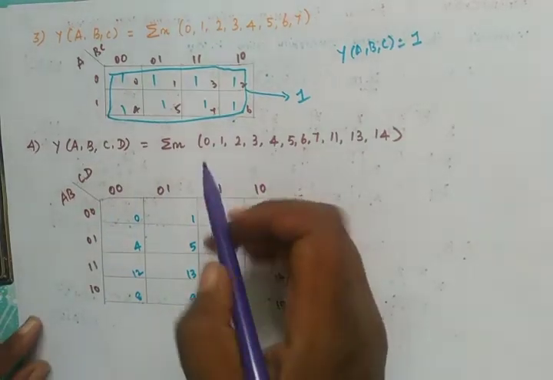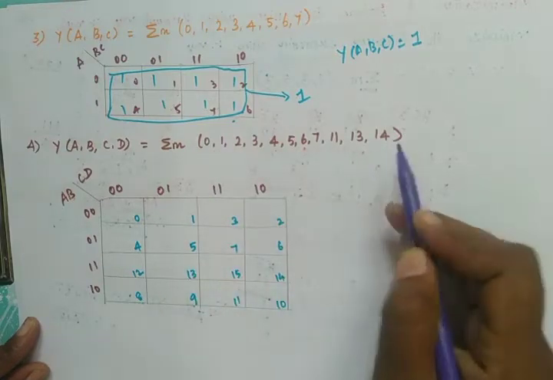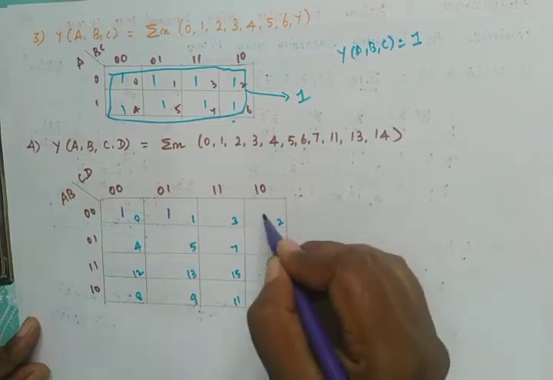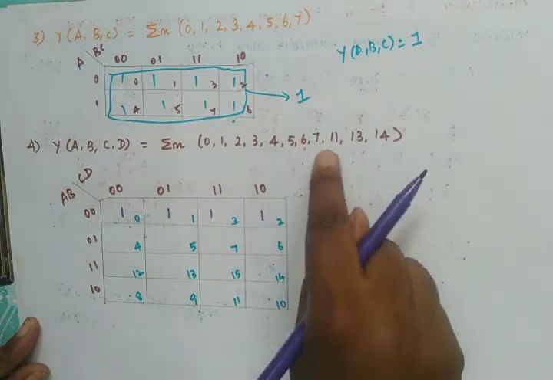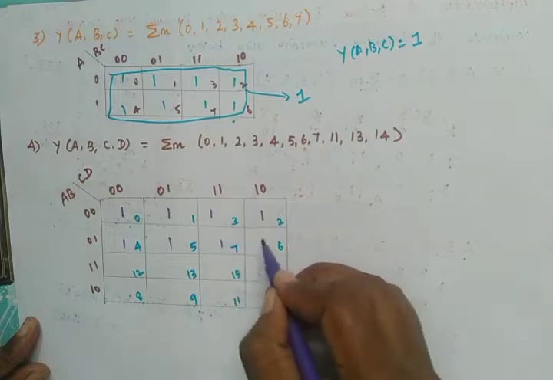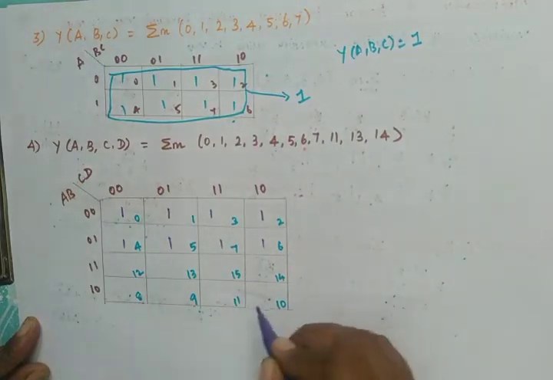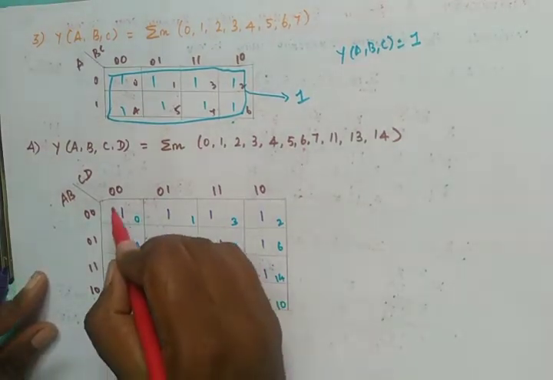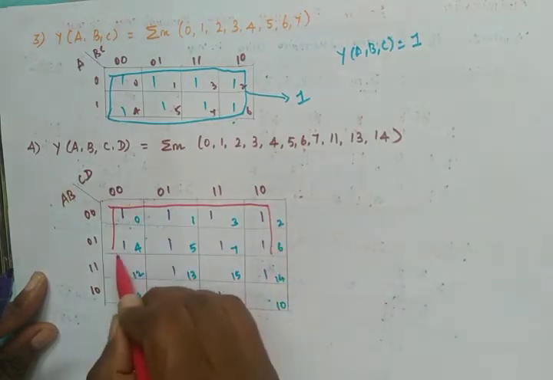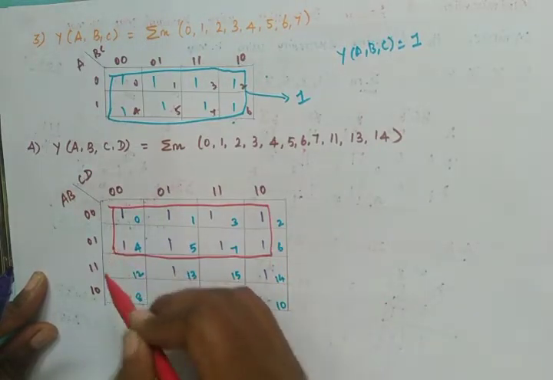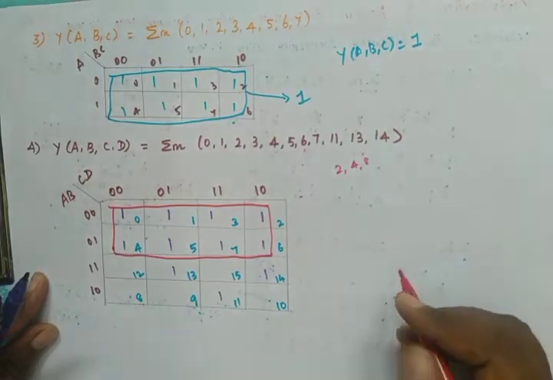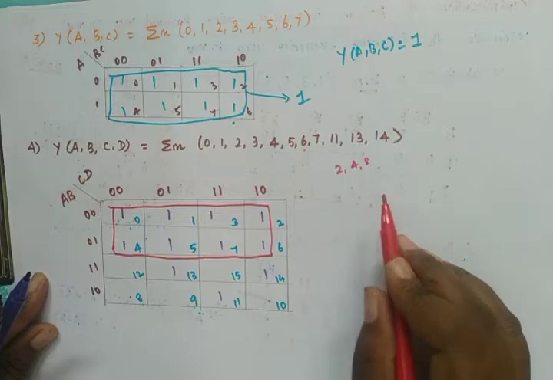What is the next step? Now substitute 1 for these numbers which are present in the question. 0, 1, 2, 3, 4, 5, 6, 7. 11, 13, 14. Now listen, what we have to do is grouping. We can group this 8. So already I said we can group 2, 4, 8 and so on. But we cannot group 3, 5, 6, 7 and so on.